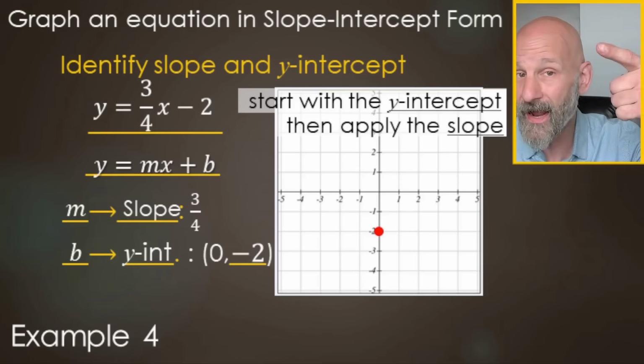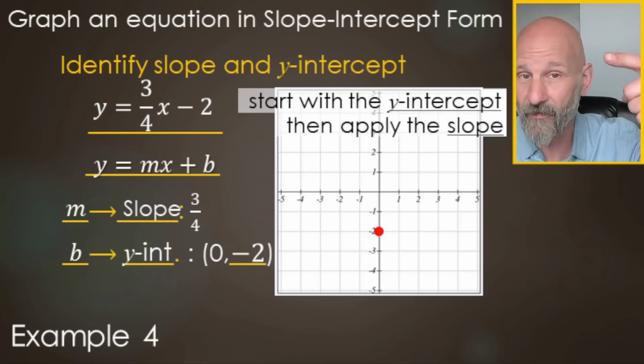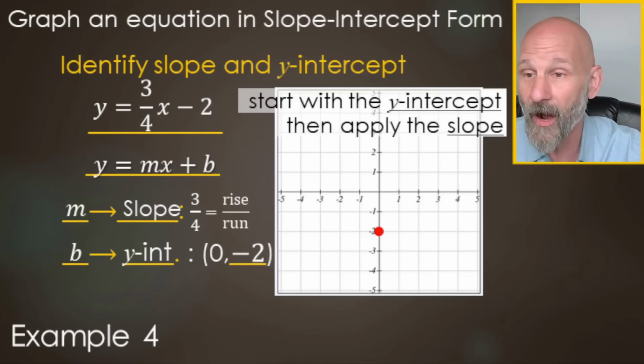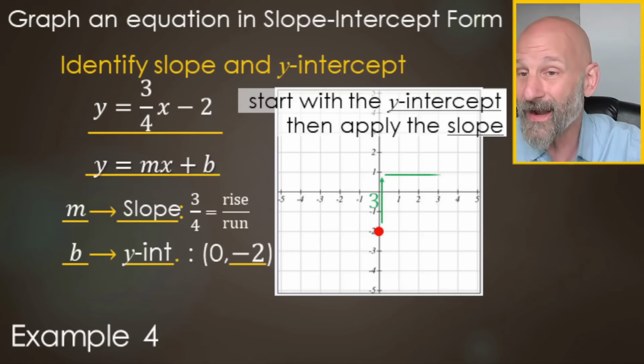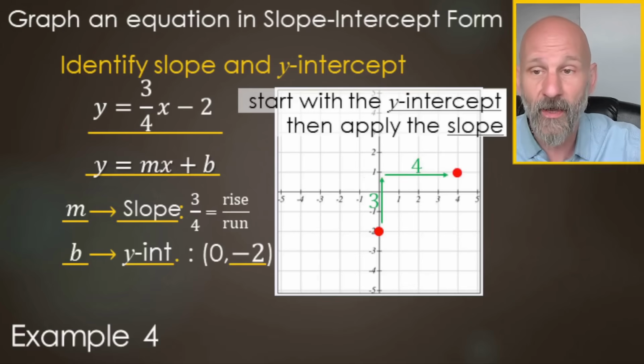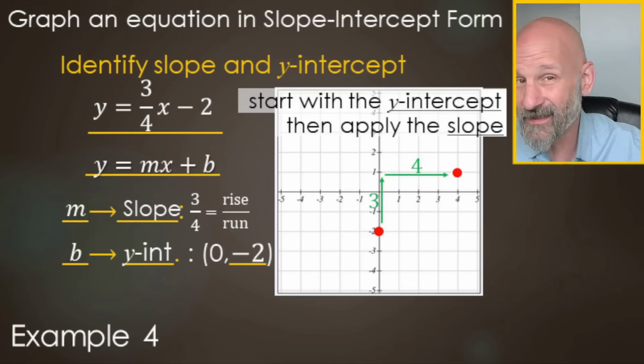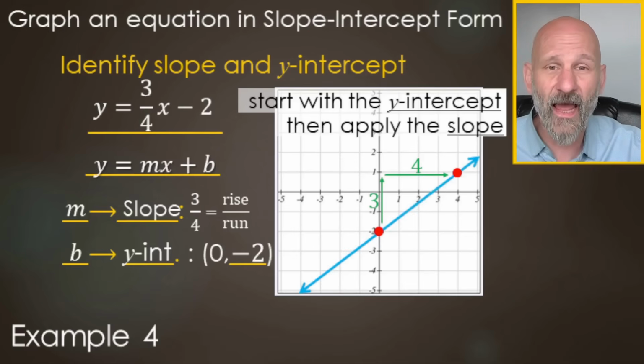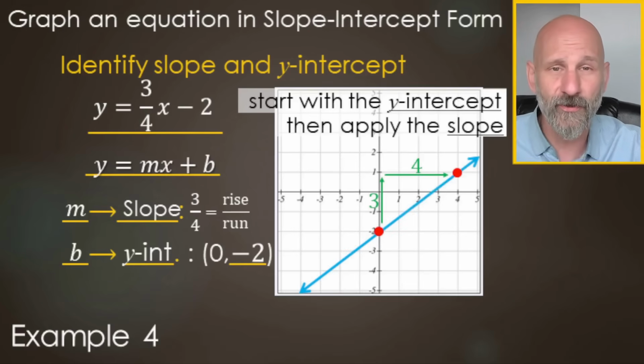Now, if you're thinking rise over run, it's going to be a rise of 3 and a run of 4. So we're going to go up 3 and then right 4. And then we put another dot or click again. Now that we have 2 points, because that's the minimum we need for a line, now we just draw our line through those 2 points.